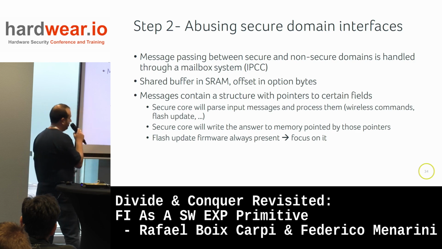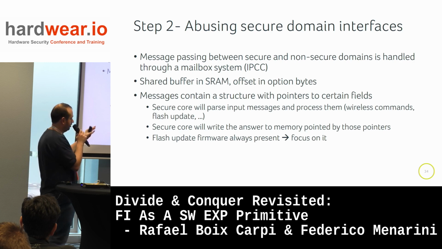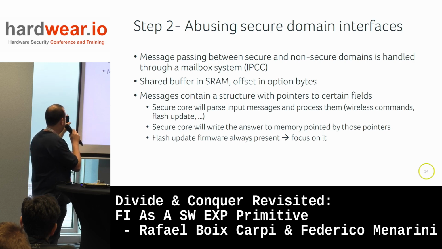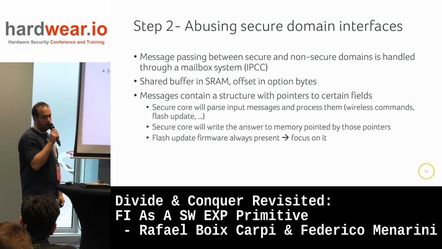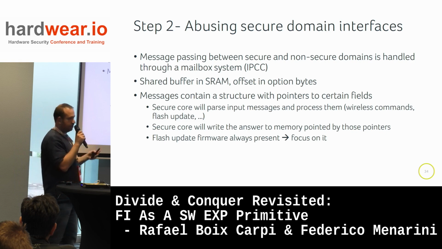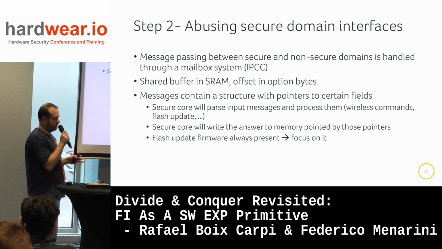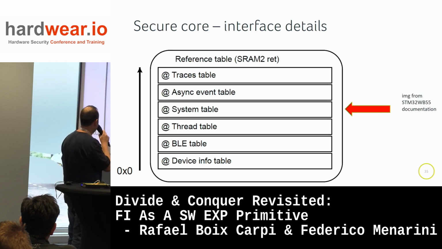Now, the messages within this command buffer are not just simple command and response, but actually quite complex messages. They have pointers to pointers, etc. And the secure core will have to parse them, process them, and write their answer back to the same shared memory. One important thing to notice is that there are many different firmwares you can load in your secure core, depending on the functionality you want to implement. For instance, you can load a Zigbee firmware, or a Bluetooth firmware, but the flash update firmware, which is used to update the firmware of M0, is always present. So we decided to focus on this specific firmware.